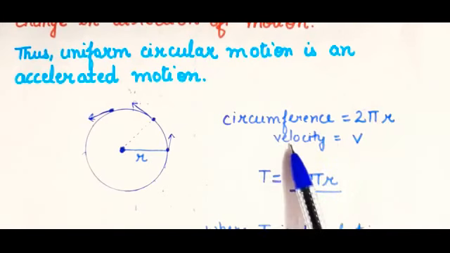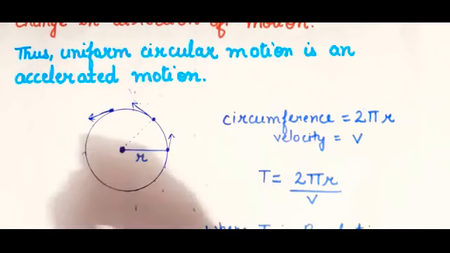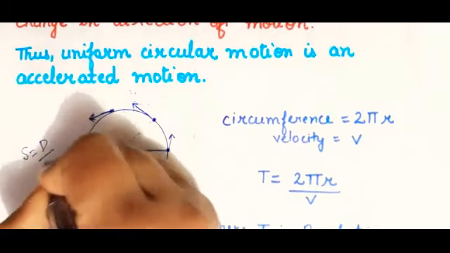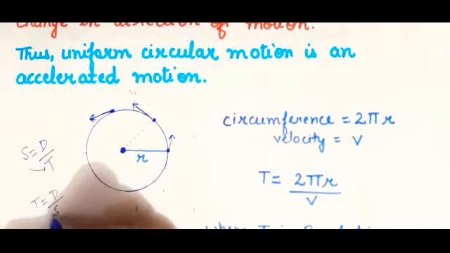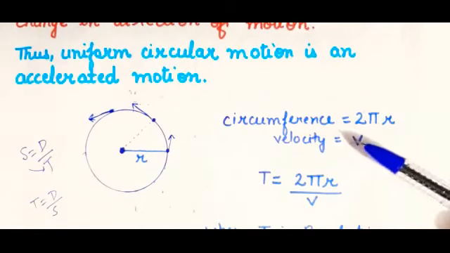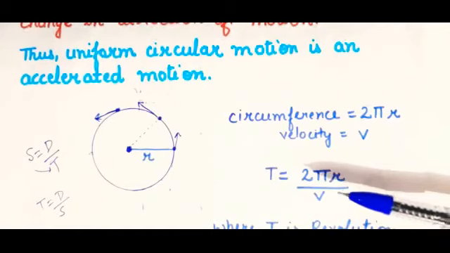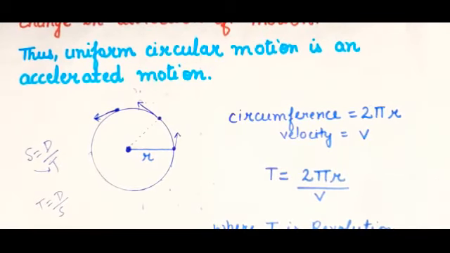And I am considering velocity as v. So what is the time period? What is the formula for calculating time? Speed is distance upon time. So time is distance upon speed. What is the distance? 2 pi r. And what is the speed here? v. So 2 pi r divided by v, that is the time period or the revolution period.